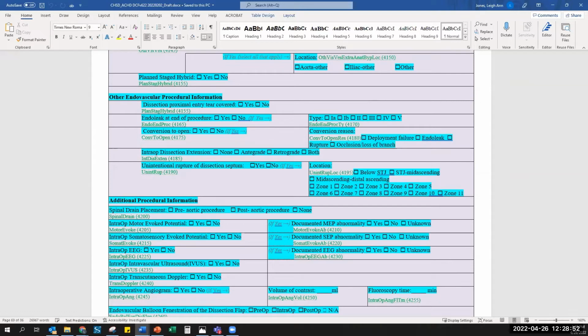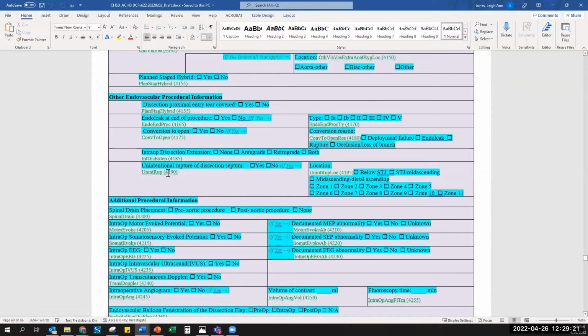Or did the stent deployment produce some sort of occlusion or loss of a branch, so that you needed to open that patient up and fix that? For example, if it was the renal artery, you want to fix that so the patient wouldn't have kidney failure or something. So just things like that. It asks you the reasons why you have to convert to open.